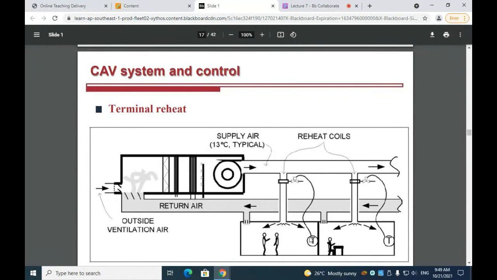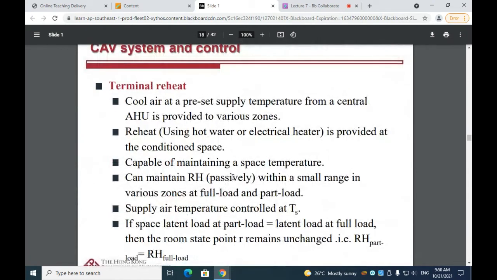We can see that the temperature sensor is connected to the reheat coils, and based on the requirements of the individual zone, the overall or primary air right after the air handling unit can be treated to a relatively lower temperature, and then the actual supply air condition can be controlled by the individual reheat coil. So this is the characteristics of the terminal reheat.